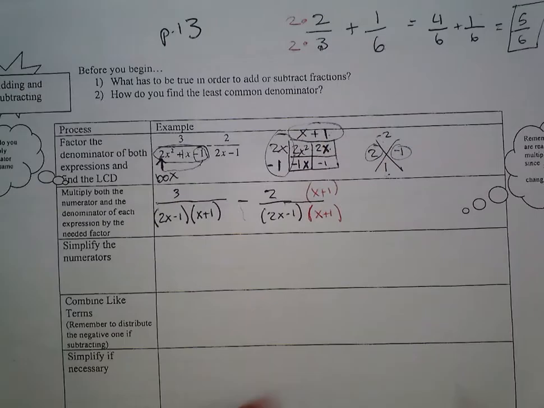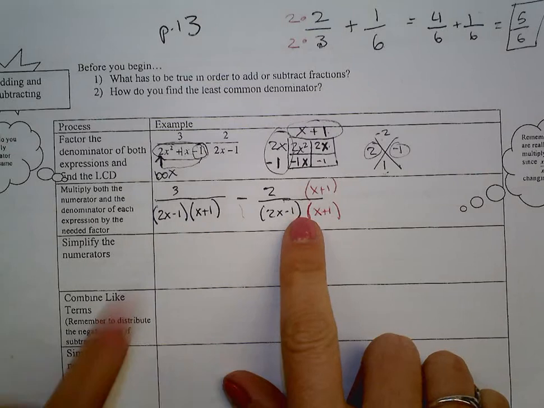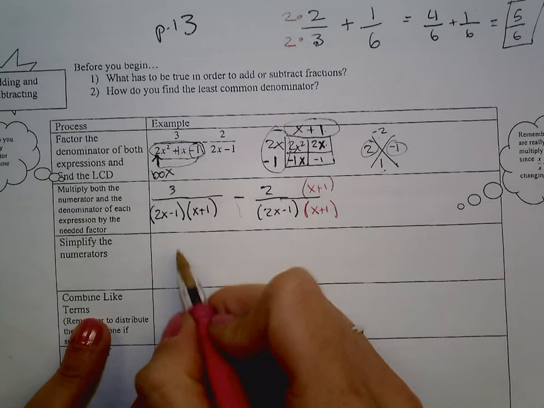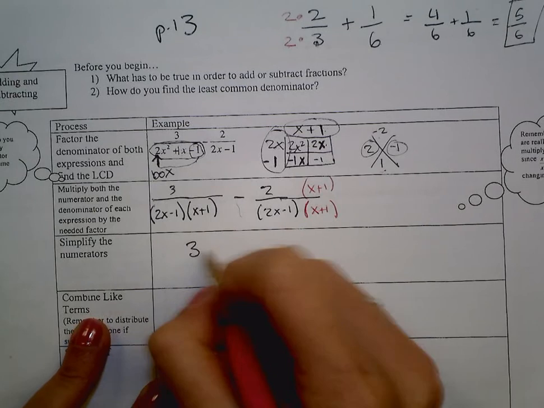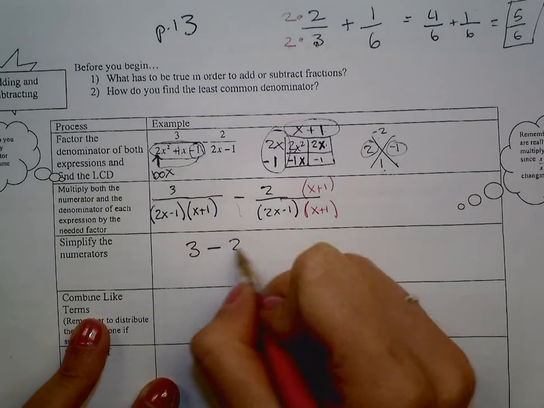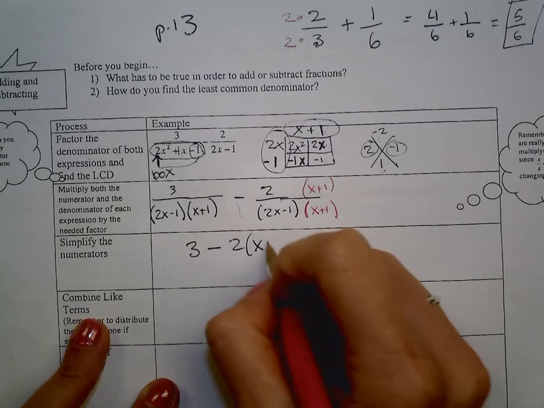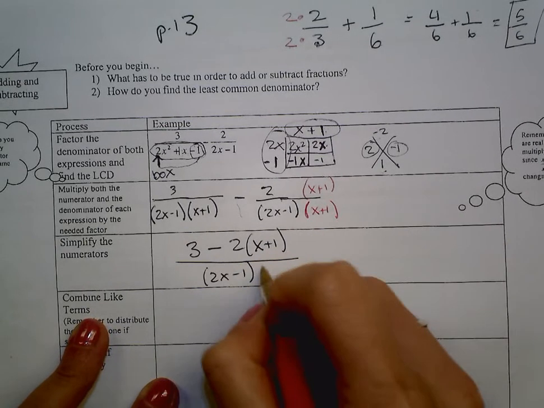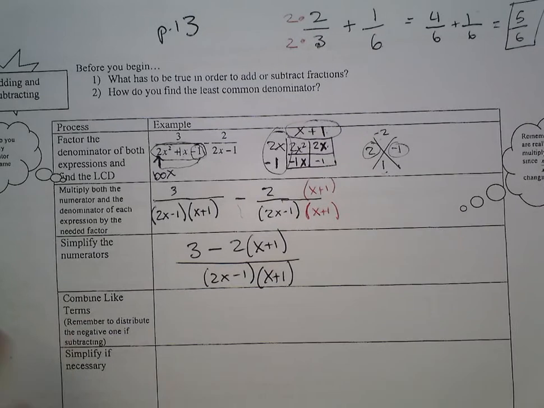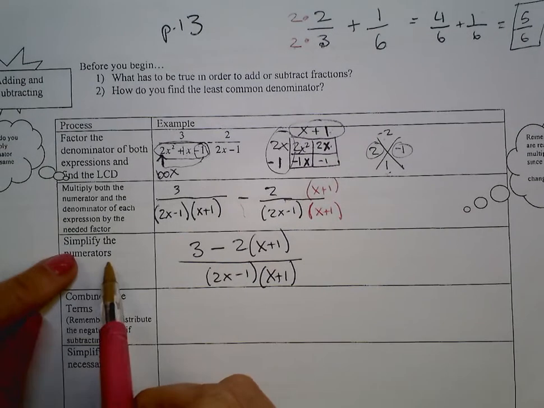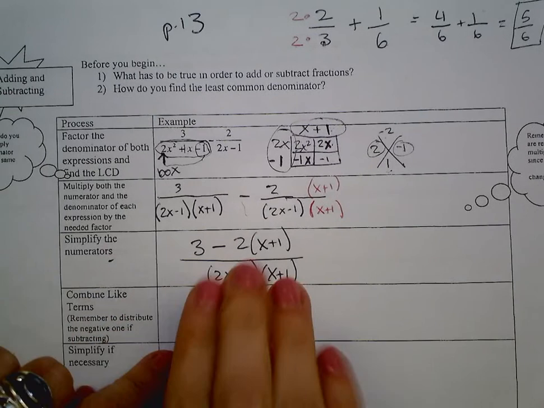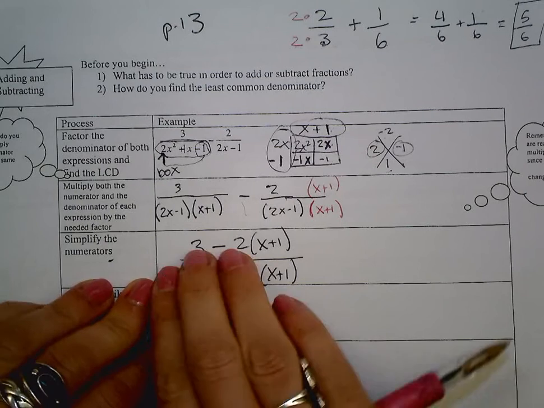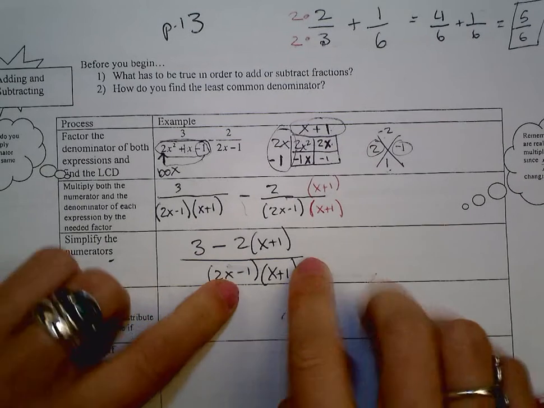Now that my denominators are the same, I'm going to write it all over one fraction. So I'm going to have 3 minus 2 times x plus 1 all over 2x minus 1 times x plus 1. The next step is simplify the numerators. Once you have your least common denominator, you're done with the denominator. All I want you to focus on is the numerator.